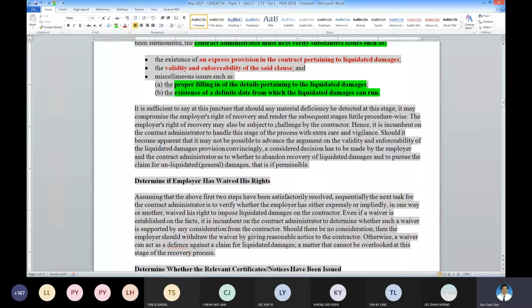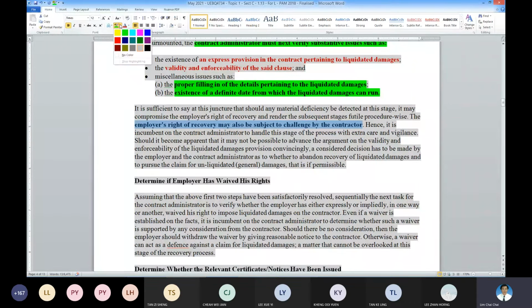The employer's right of recovery is subject to contractor challenge. As usual, any monetary item is always subject to challenge. So that means the CA, the contract administrator, must be very careful to protect the interests of the employer.